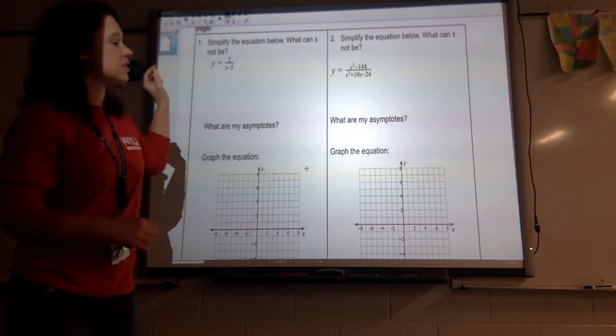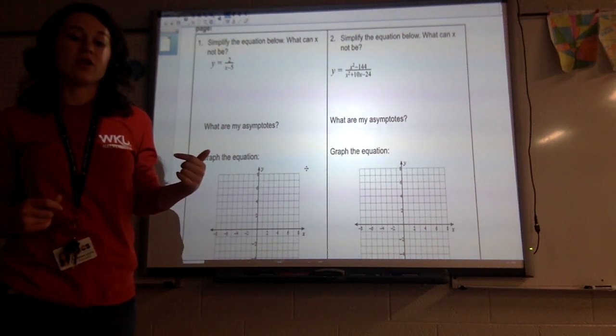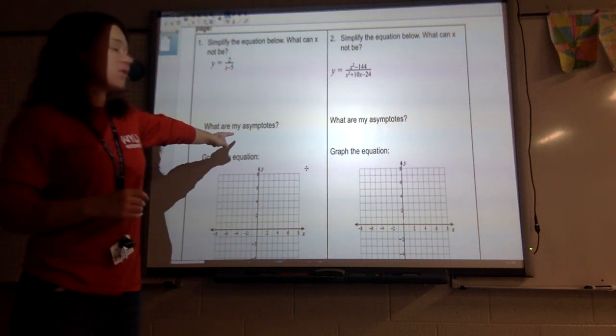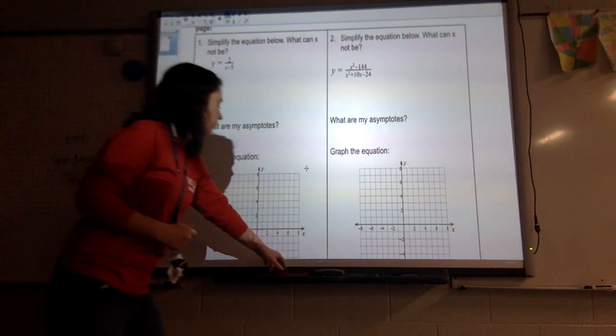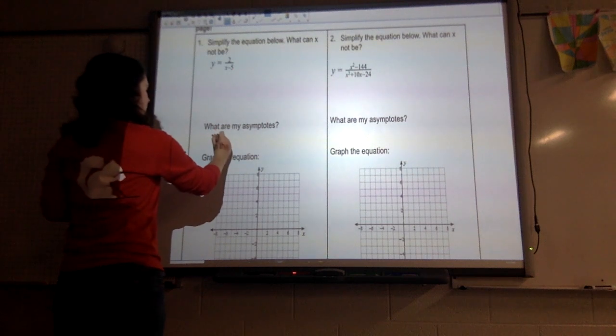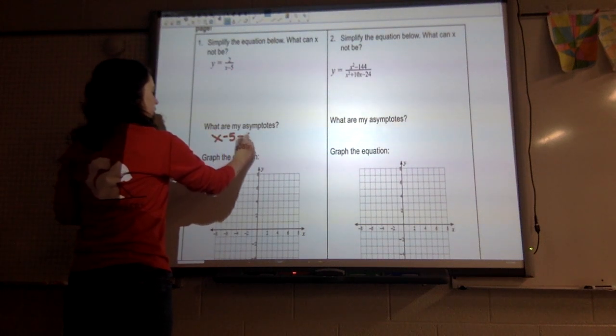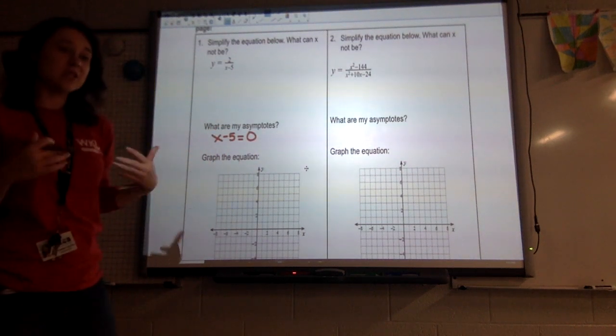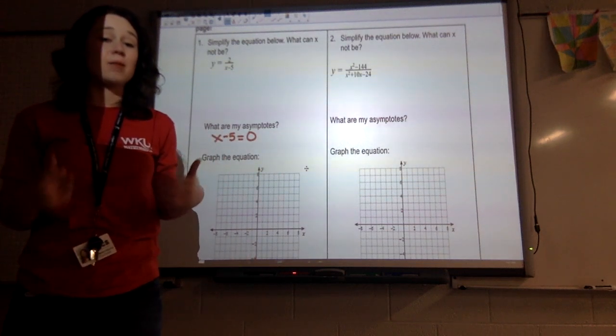So when I'm dealing with fractions, there's only one thing that I can't have. I can't have a 0 in the bottom of my fraction. So the way that I find my asymptotes is to say, okay, where does the bottom, so in this case, where does x minus 5 equal 0? Whatever my answer is, that's my asymptote. That's what my graph can't be.